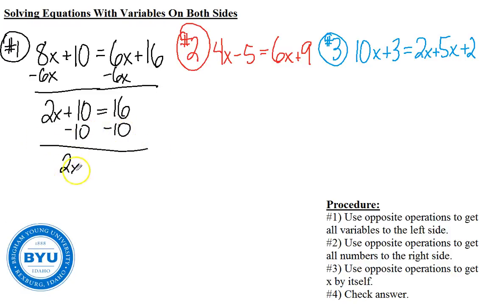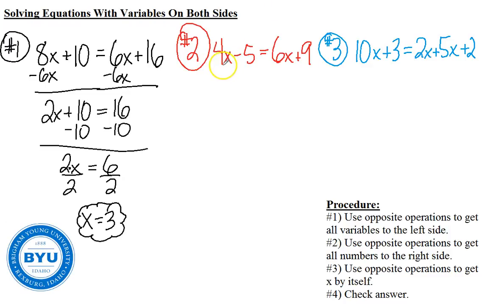When I do that, I get 2x equals 6. I'm now just going to divide by 2 to get the x by itself. Again, we've got a 2 times x. And to undo 2 times, we divide by 2. I'm left with x equals 3. You can check it, and it works out.